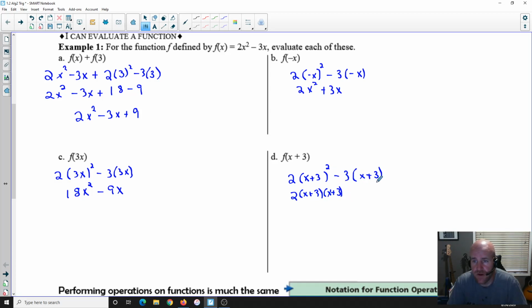And then the negative 3 times x plus 3, we can go ahead and distribute that in. So negative 3 times x, and then negative 3 times 3 would be negative 9.